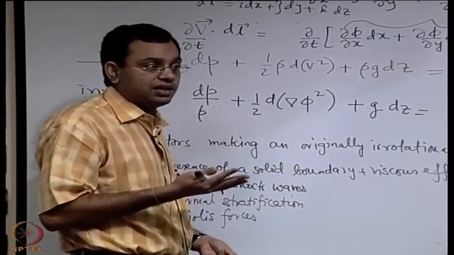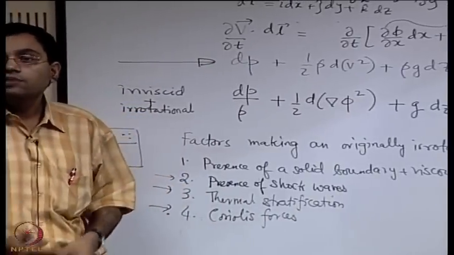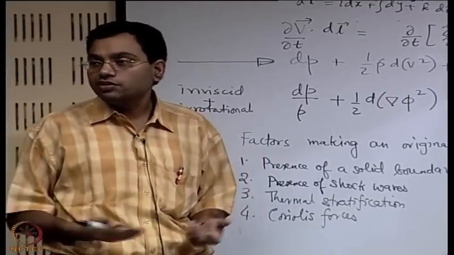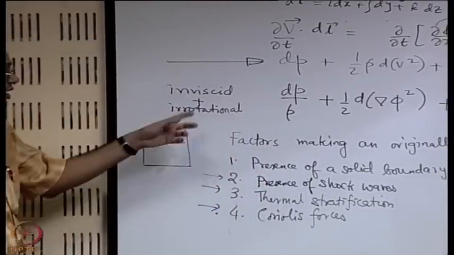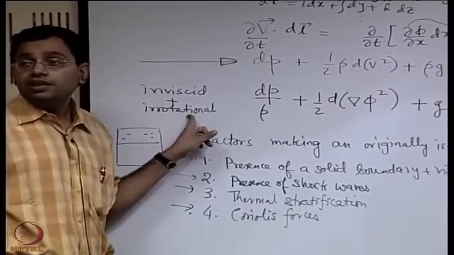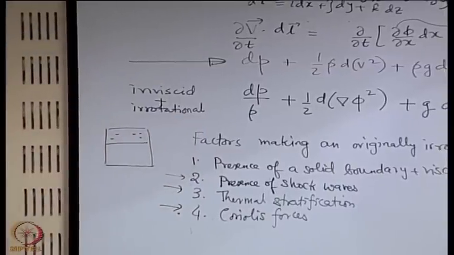Viscosity is that messenger which propagates the presence of the solid wall into the fluid. So if the viscous effects are not there, the fluid will be dumb in responding to the presence of the wall, and then a flow which is originally irrotational will retain its irrotationality. That is one of the very important understandings.